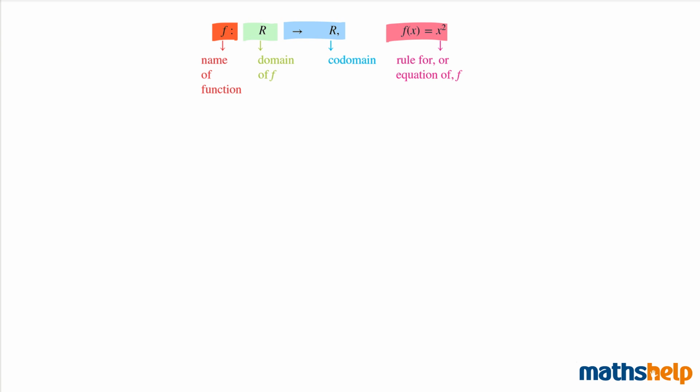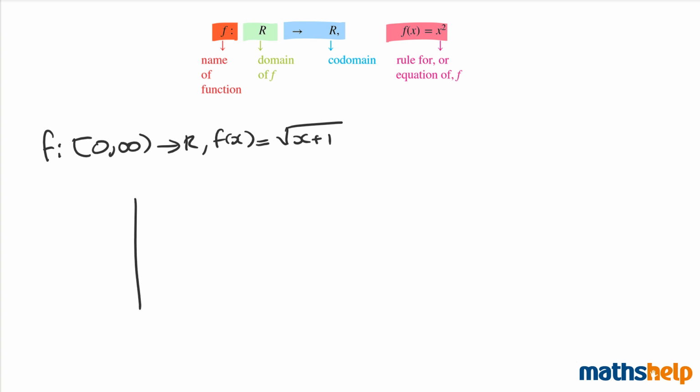So if we work on an example, the function f has a domain from 0 to infinity, and it outputs a real number, and it has a rule of the square root of x plus 1. If you were asked to sketch this graph, we know that this is a square root function, translated 1 unit to the left.